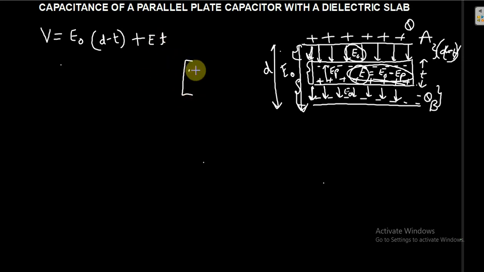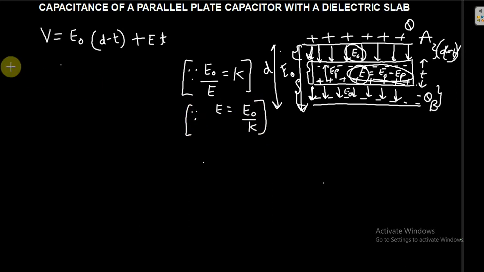Okay. So now in the next step we will use this formula, that is for the dielectric constant. We know the electric field in the vacuum with respect to the medium is equal to K. K is the dielectric constant, K. So from this formula we can find the value of capital E. So what is E? E is equal to E0 by K.